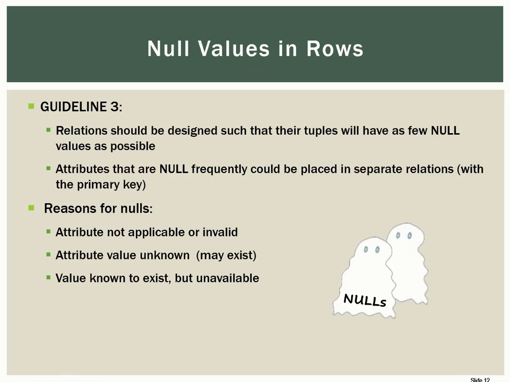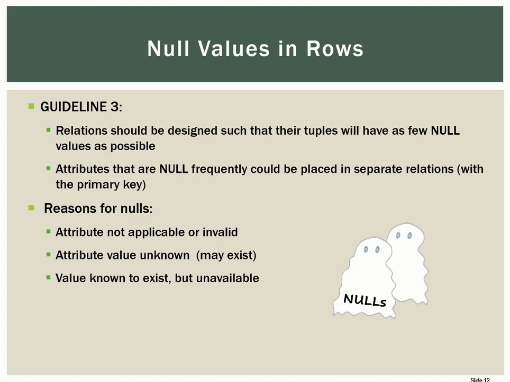Finally, on to Guideline 3. Guideline 3 of normalization says that your relations, your tables, should be designed so that their rows have as few null values as possible. So this war on null is for a particularly good reason. And the reason is that nulls don't have much meaning. It's just the absence of information.